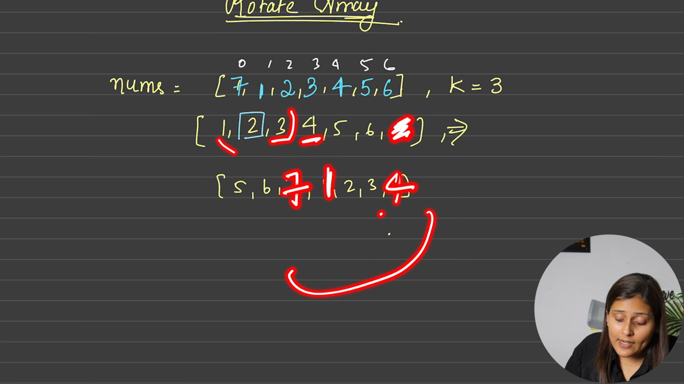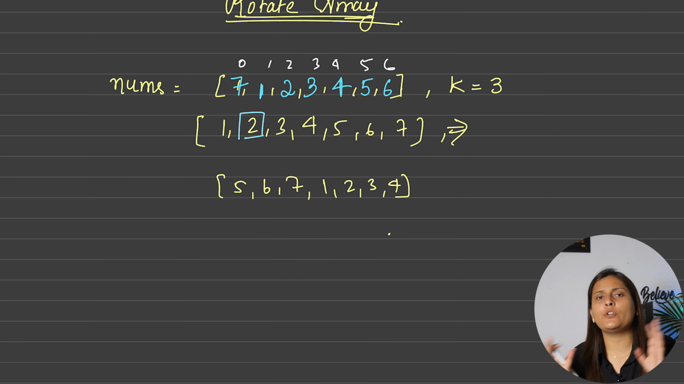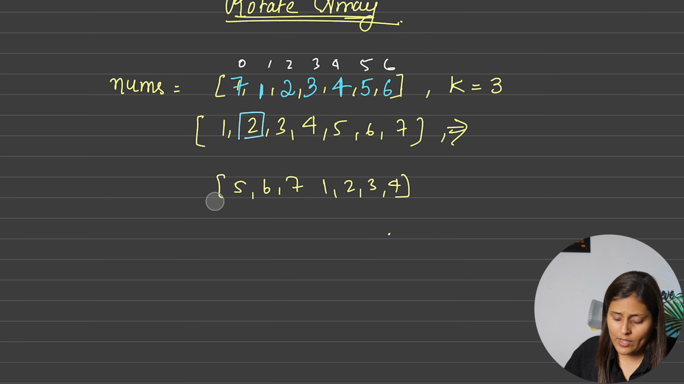What was the value at that time? 3. So now you will try to fix the 3 at the correct location. What was the value there? 6. So now you will try to fit this 6 at its correct location, and so on. So this is one of the techniques, and the easier way will be this.